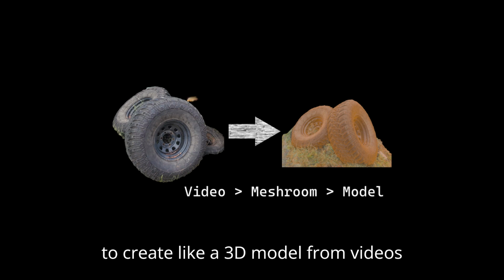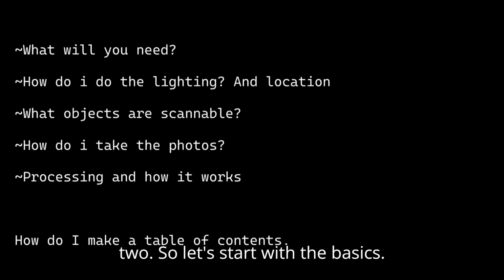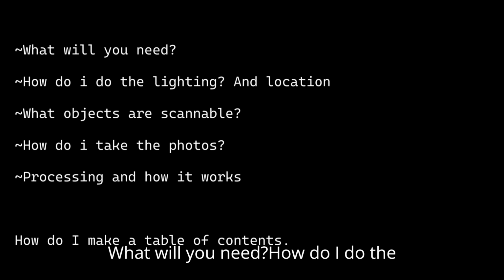In the last video, I made a tutorial on how to use mushrooms to create a 3D model from videos you've taken, and now I'm going to make the part 1 to that, kind of part 2. So let's start with the basics. What will you need? How do I do the lighting and the location? What objects are scannable? How do I take the photos? And generally the processing.